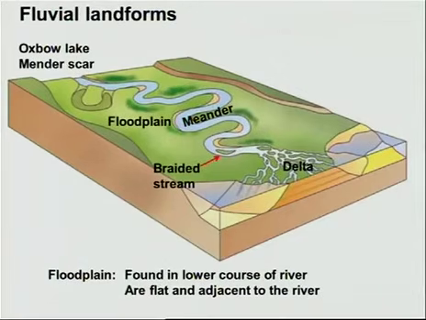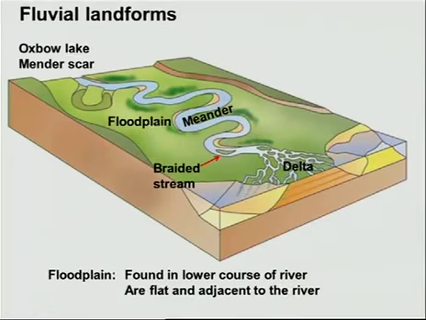Okay. Let's have a look at fluvial landforms. Now, fluvial landforms are just the oxbow lake. You know, it's a floodplain. Here's your floodplain. Now, what is a floodplain? They love to ask this question. It's found in the lower course of a river. It's flat, and they are adjacent or just next to the river. So this is the floodplain that we find here. Here's the meander. There's my delta. There's a braided stream. And these are the fluvial landforms.